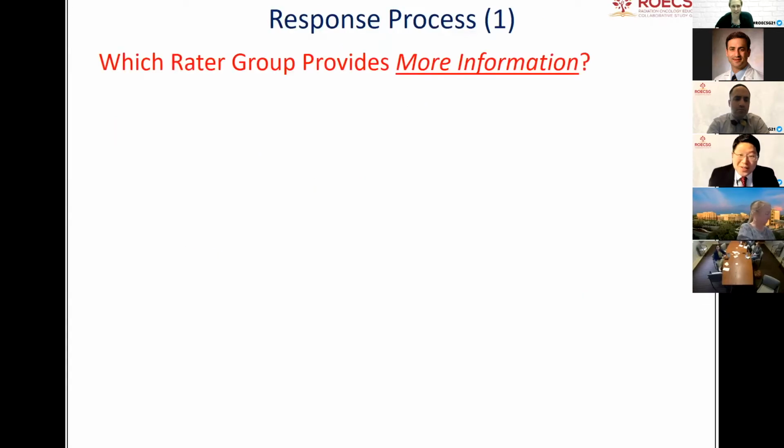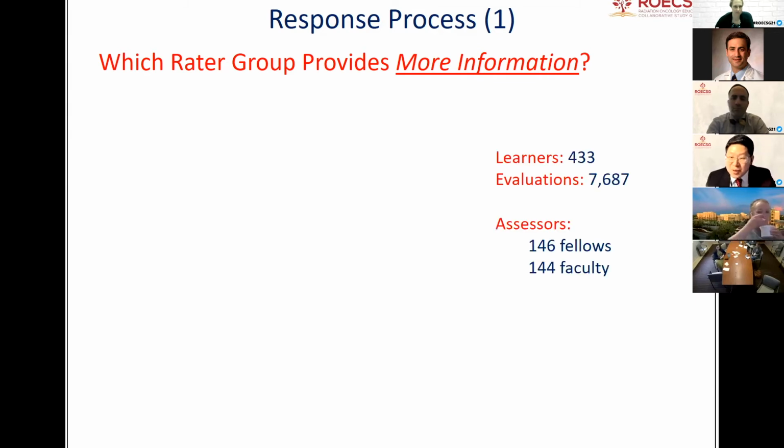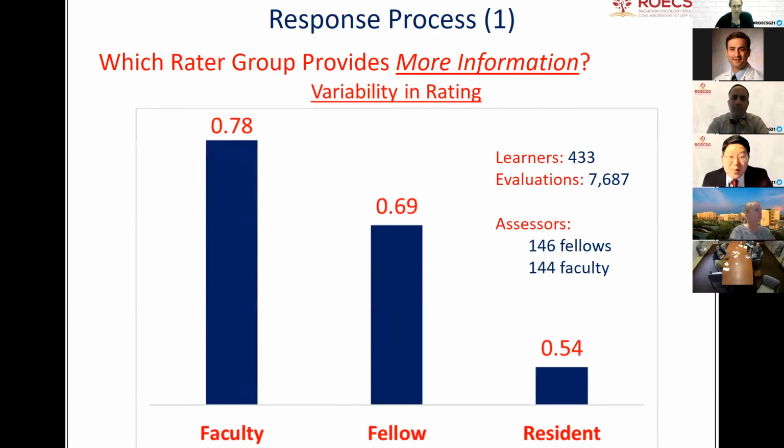One of the key questions that we were asked by our colleagues for rotation evaluations, because we're collecting information from multiple rater groups, is which rater groups provide more information? For this particular evidence, we looked at over 400 learners, over 7,600 evaluations, and many different types of assessors. One way to look at different types of rater groups is a metric of variability that we can quantify.